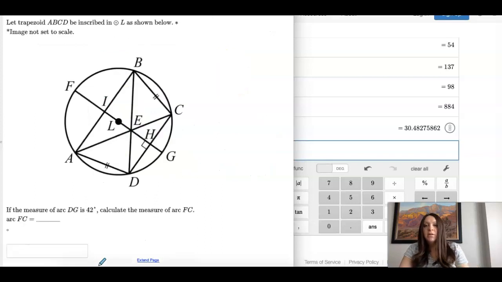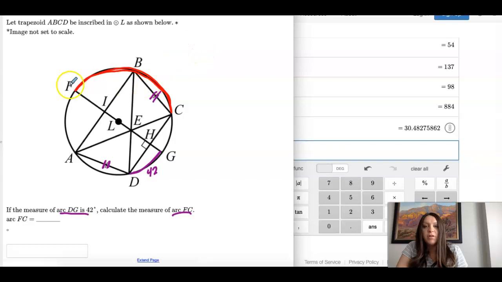Okay. So I'm doing a lot of examples on these because I know there's a lot of different types of problems. So again, we have an isosceles trapezoid. So those are equal, that makes it isosceles. We're given arc DG is 42. And we want to calculate arc FC.